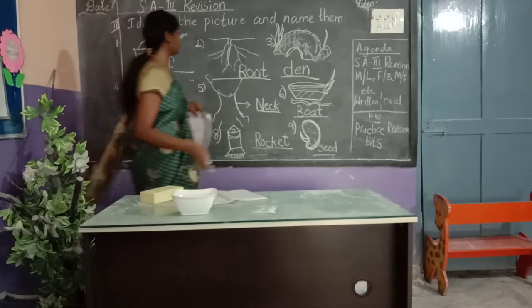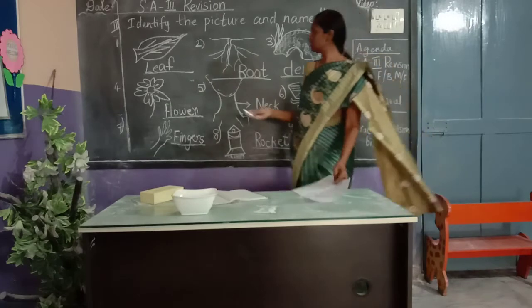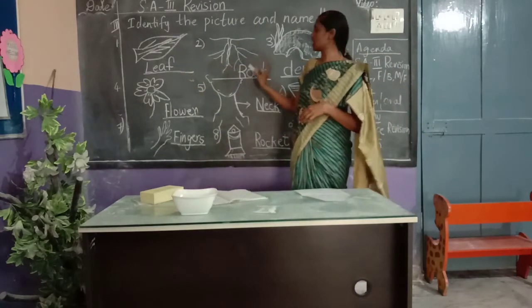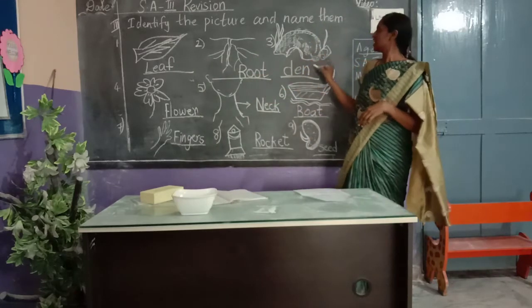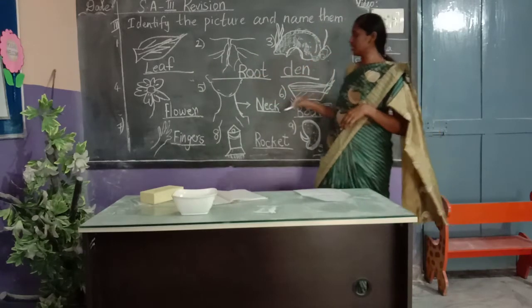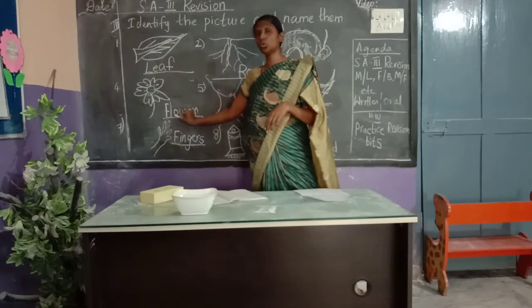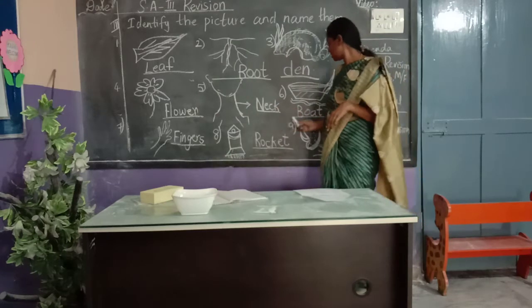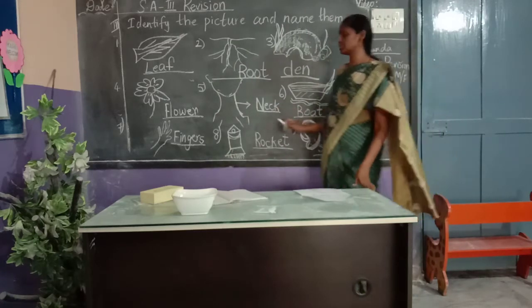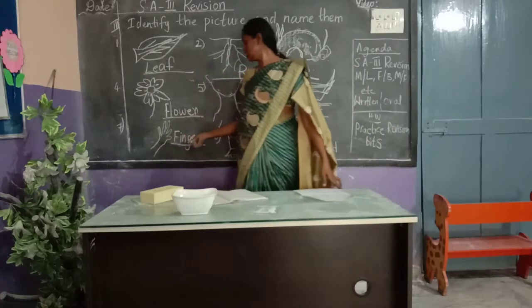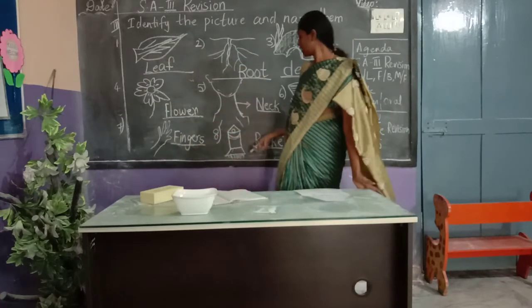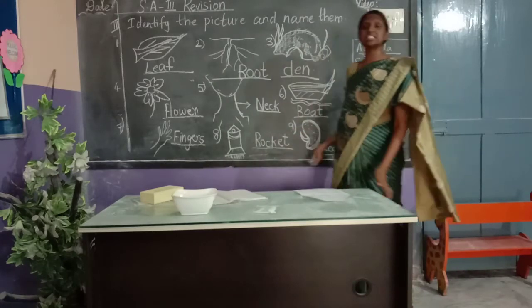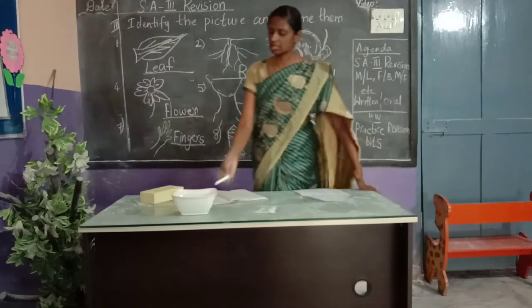Write down. Shall we repeat? Leaf, L-E-A-F. Root, R-O-O-T. Den, D-E-N. Flower, F-L-O-W-E-R. Neck, N-E-C-K. Boat, B-O-A-T. Fingers, F-I-N-G-E-R-S. Rocket, R-O-C-K-E-T. Seed, S-E-E-D. So, this is the third bit.